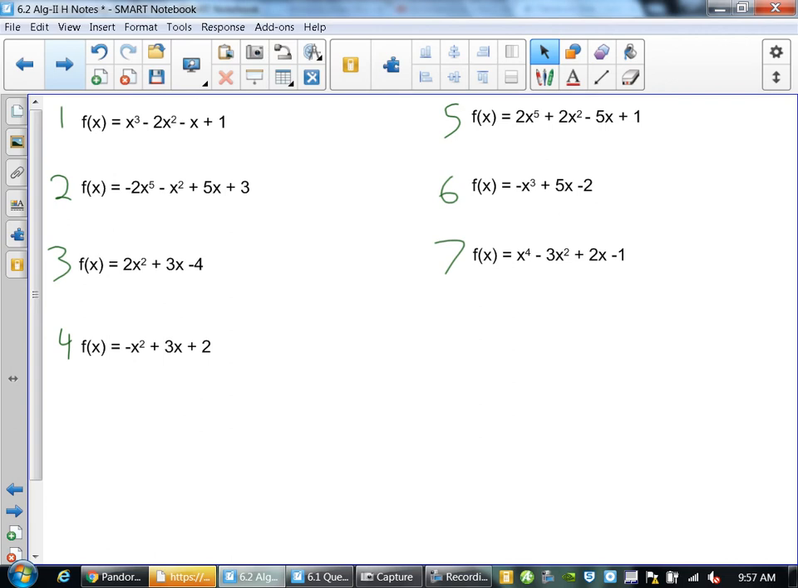Look at a couple of them. Just put them in your calculator. Just look at what happens. Look what happens at the end.